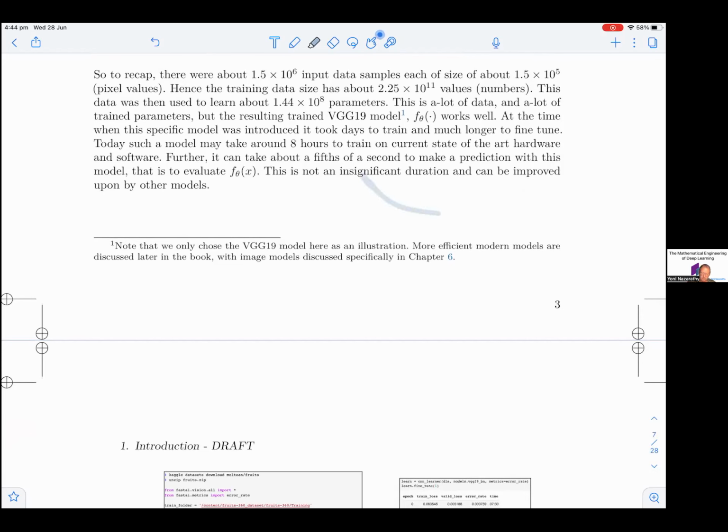Footnote 1. Note that we only chose the VGG19 model here as an illustration. More efficient modern models are discussed later in the book, with image models discussed specifically in chapter 6. At the time, when the specific model was introduced, it took days to train and much longer to fine-tune. Today, such a model may take around 8 hours to train on current state-of-the-art hardware and software. Further, it can take about a fifth of a second to make a prediction with this model, that is to evaluate f theta of x. This is not an insignificant duration and can be improved upon by other models.